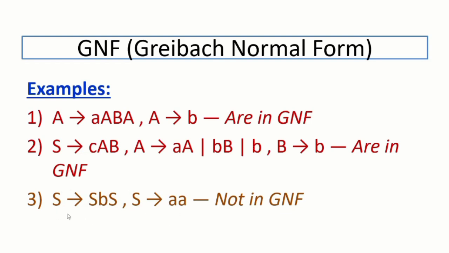But the last example, S tends to capital S terminal b followed by capital S. Next, S tends to terminal a a. These are not in Greibach normal form because the right hand side starts with a non-terminal or has only terminals without a non-terminal after the first.